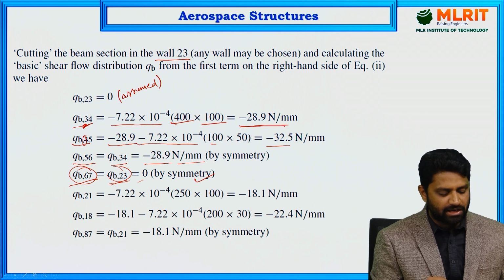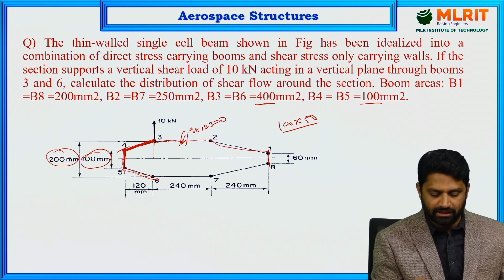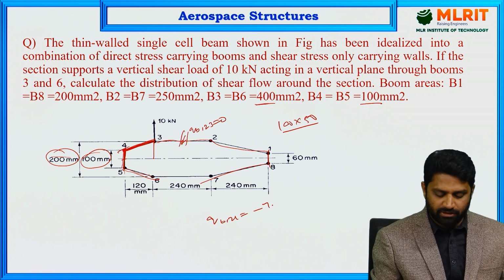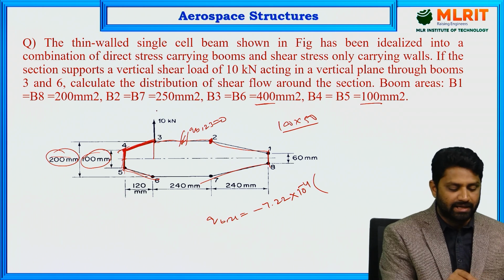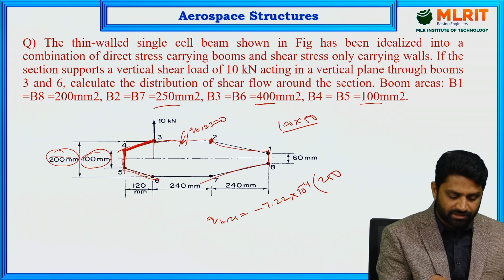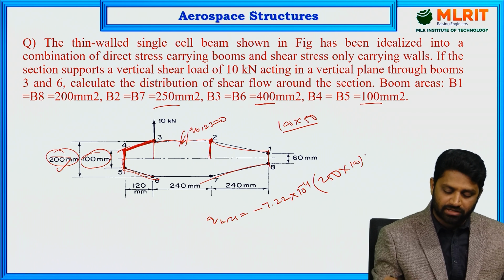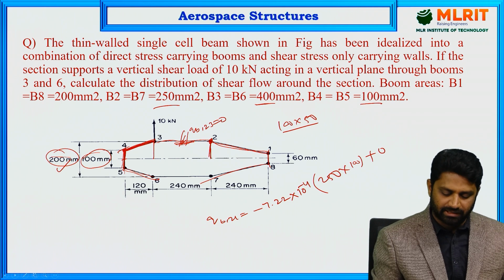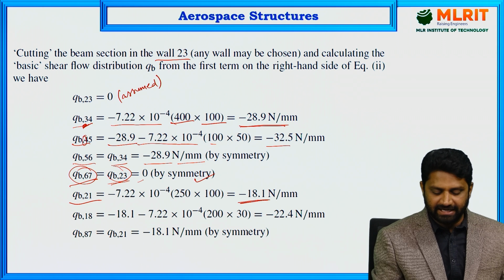Now trying to calculate the other ones, that is 2-1, 1-8 and 8-7. If you try to calculate QB21, again minus 7.22 into 10 to the power of minus 4 is the shear flow, and you have to look for the boom 2 area and its y distance from the centroid. Boom 2 area is nothing but 250 and its y distance from the centroid is half of this 200, that is 100. The starting shear flow for 2-1 would be 2-3, but that is already 0, so no need to consider that. When you do that, you get QB21 as minus 18.1 Newton per mm.